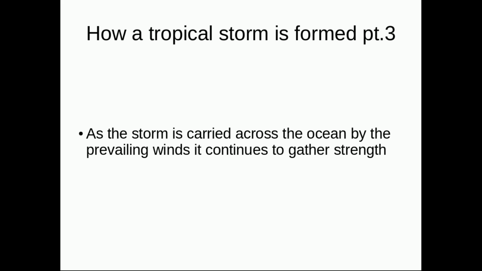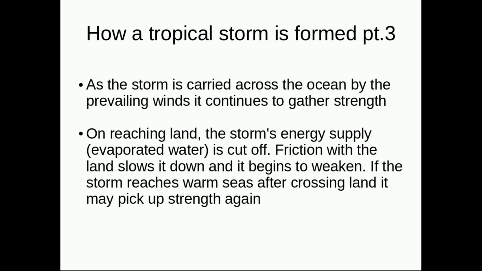At stage 6, as the storm is carried across the ocean by prevailing winds, it continues to gather strength. At stage 7, on reaching land, the storm's energy supply, evaporated water, is cut off. Friction with the land slows it down, and it begins to weaken. If the storm reaches warm seas after crossing land, it may pick up strength again.